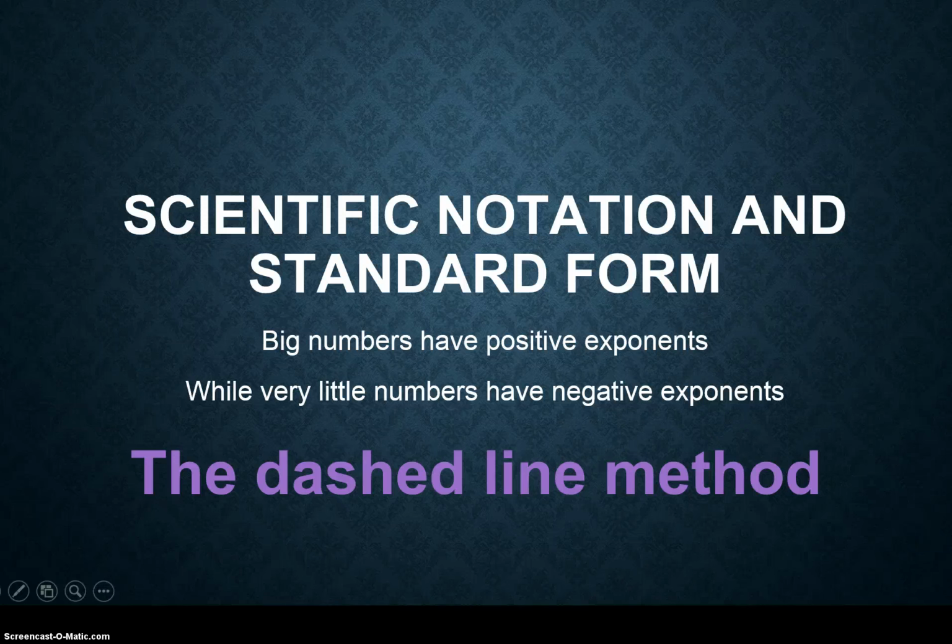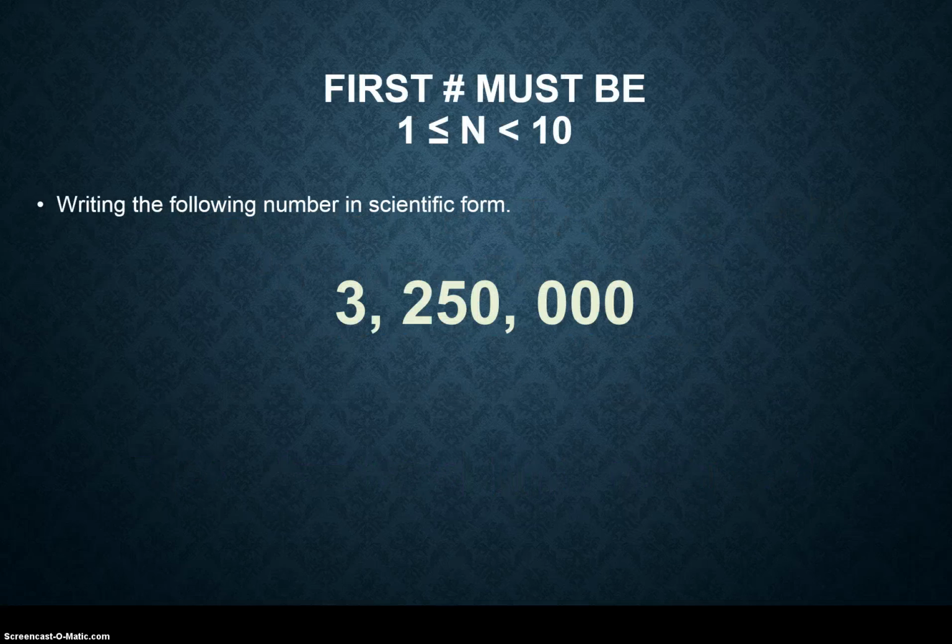Hey everybody, today I'm going to teach you a little bit about scientific notation in standard form called the dashed line method. When you're writing a big number in scientific notation, the first number always has to be between 1 and 10. It can be 1, but it has to be less than 10. So I like to draw a dashed line after the first number I see. I would do something like this, and that is where my new decimal point is going to go.